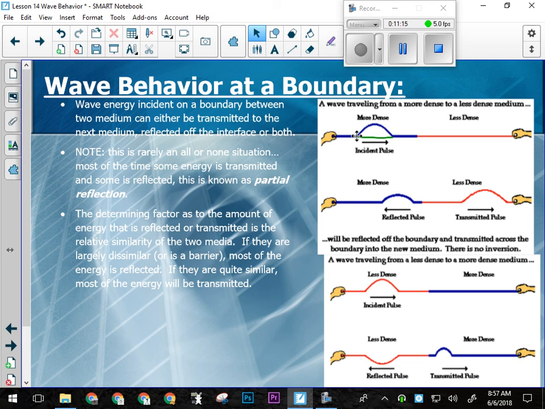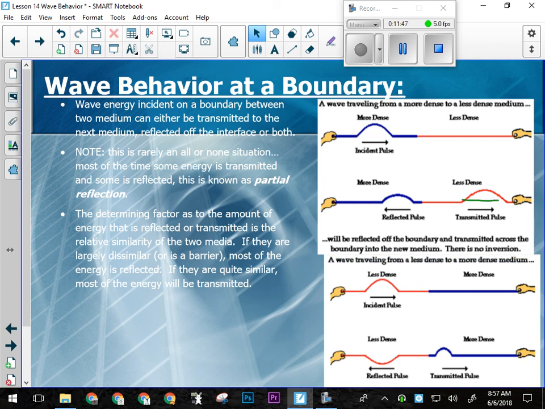So in this case, I've got my incident pulse coming in, and then a little while later, I've got this pulse going through. That's my transmitted pulse because it went through. And I have this reflected pulse coming back off of there. So looking at this diagram, when this wave got to this medium, did it speed up or slow down? It sped up.